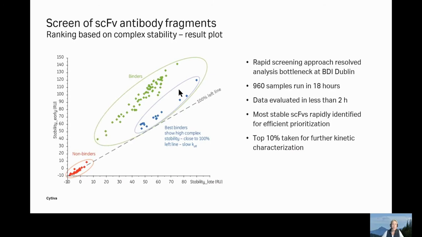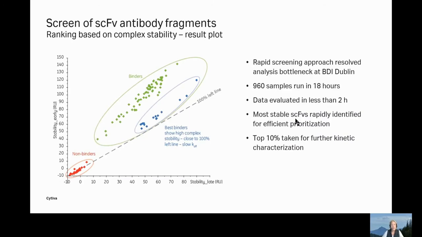And the clones which are located here close to the 100% left line are the most interesting ones, because they are the best binders, showing the most stable complexes. In this assay, they ran 960 samples within 8 hours, and all the results could be evaluated in less than 2 hours.